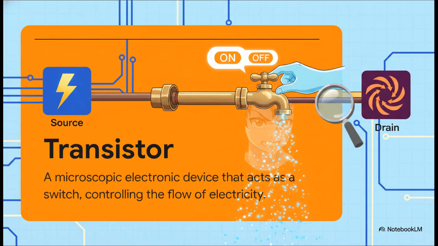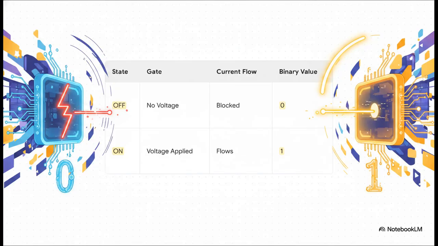Same idea with electricity. And right here, this is the magic moment. This is how that simple switch connects the physical world of electricity to the digital world of information. When there's no voltage at the gate, the path is blocked. The faucet is off. We call that off, and we represent it with a 0. But when we apply a little bit of voltage, the gate opens, and the current flows. That's on, and we call that a 1. And that's it. That is literally it. This on-off, 1-0 state, that's the fundamental language of every single computer.